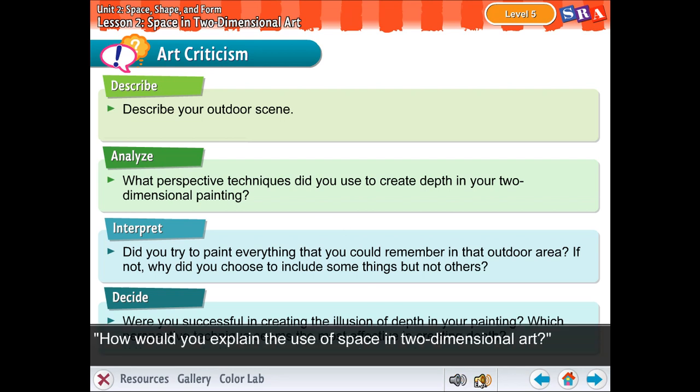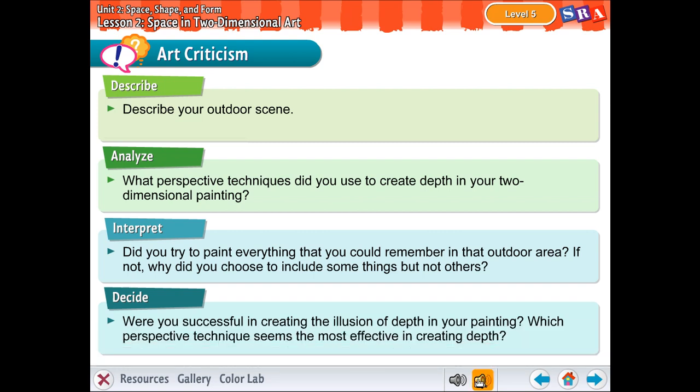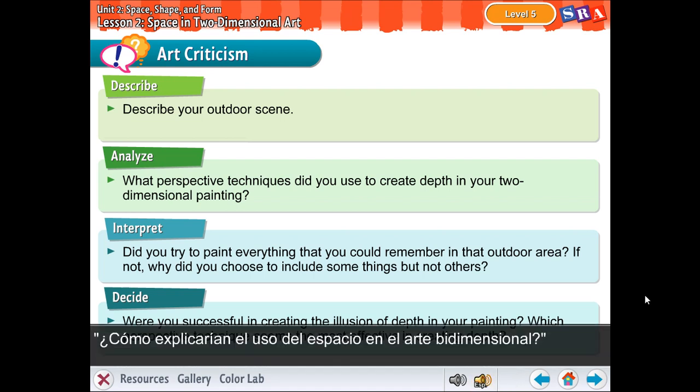How would you explain the use of space in two-dimensional art? Okay, just remember that whenever you create artwork, be prepared to always discuss it, talk about it, and write about it. ¿Cómo explicarían el uso del espacio en el arte bidimensional?